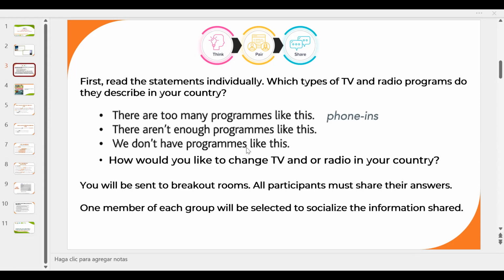We don't have a program like this, I already said. And then you guys are also going to reflect a little bit on this final question: How would you like to change TV and/or radio in your country? Probably some of you consider, okay, radio is fine, we have to change TV, or actually we have to change both things.